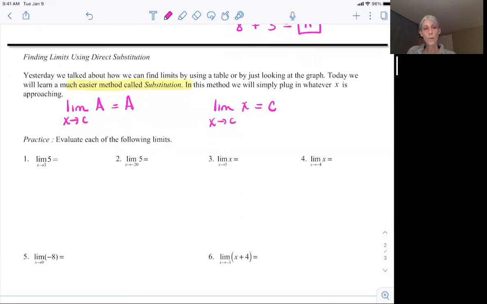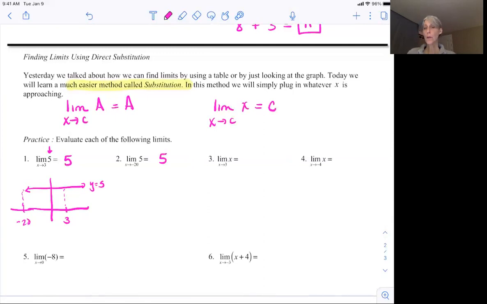So the limit as x approaches 3 of 5, well, since 5 is just a number, it's just going to be 5. And I want to stop here for one moment and think about this. This function is really just the horizontal line y equals 5. Whatever number we plug in, we're going to get 5. Okay. So when you're taking the limit of a constant, it's going to be whatever that number is. The limit as x approaches -20 of 5. Well, again, think about it. If I plug in -20, what am I going to get as my answer? 5.